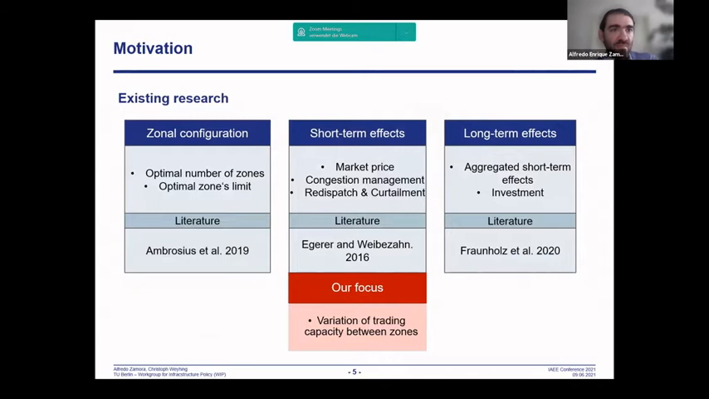So just to finish the motivation, I want to take a look a little bit at the existing research on zonal markets. We have identified three main topics for the zonal markets. So we have the zonal configuration, where this type of research searches for the optimal number of zones or optimal zone limits. We have short-term effects, where a specific zonal configuration is selected, and then you look at how this specific design affects the market price or the congestion or redispatch and curtailment. And lastly, we have long-term effects, where these short-term effects are evaluated over time, and also the impact on investment in the future. So our research centers on short-term effects, and we pay special attention to the variation of trading capacity between the zones.